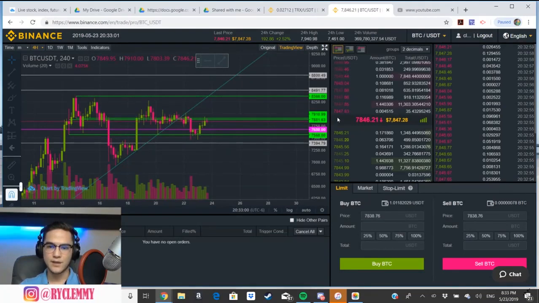So for example, someone is asking for $7,847.83 for Bitcoin. And now you can see the amount of Bitcoin right here in this column, the middle column, that they are trying to sell. And then on the right, you will see the equivalent US dollar tether value. So in this case, for example, you can see right here that this order is trying to sell 0.004515 Bitcoin.